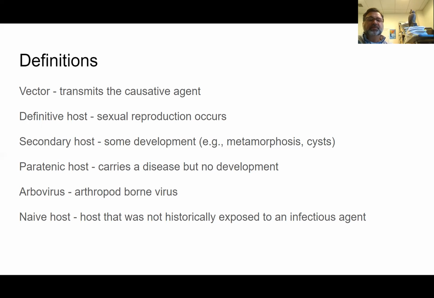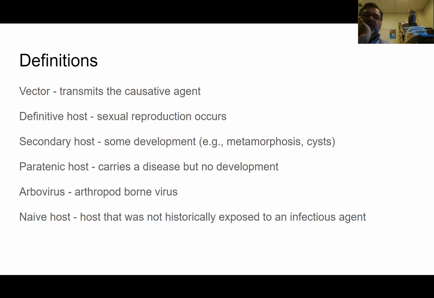An arbovirus is given to those viruses that are transmitted whose vector is an arthropod. So West Nile virus transmitted by mosquitoes is an arbovirus. Same with yellow fever, triple E, yellow fever. There's a bunch.